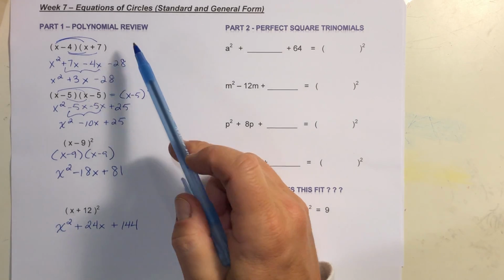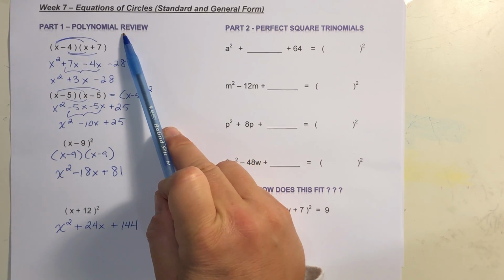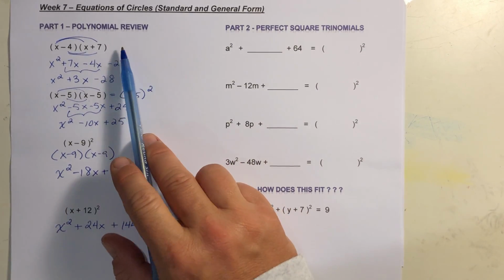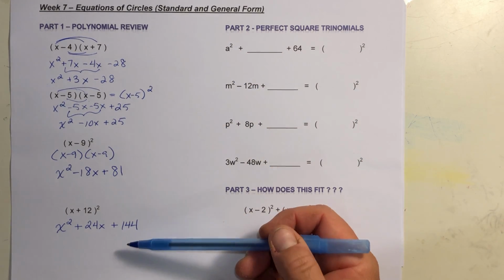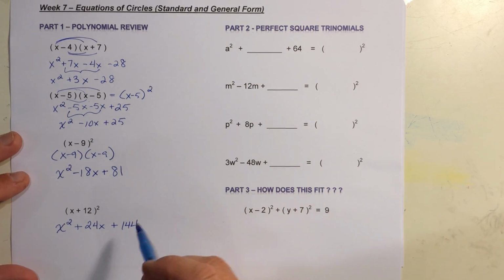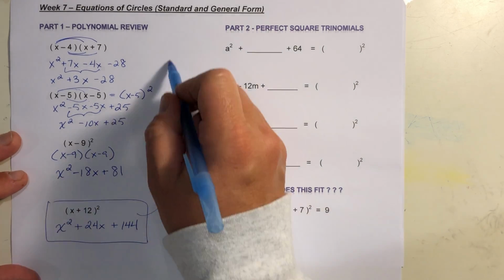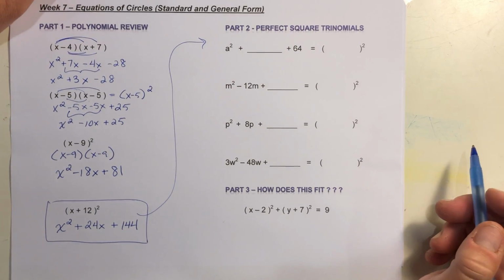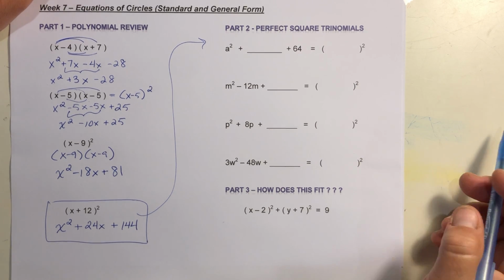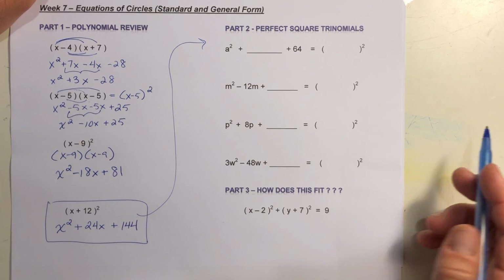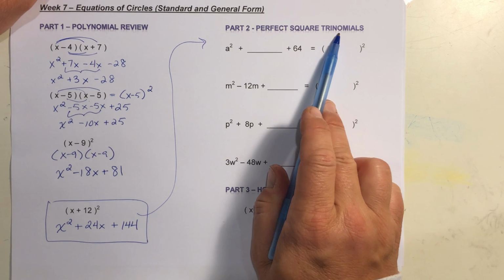So the first part of this video, I just wanted to talk about reviewing some old polynomial information and expanding using the distributive property. Now, I want to take the relationship that we just talked about here, and I want to apply that to the next part of the video. So what we want to do is create perfect square trinomials.